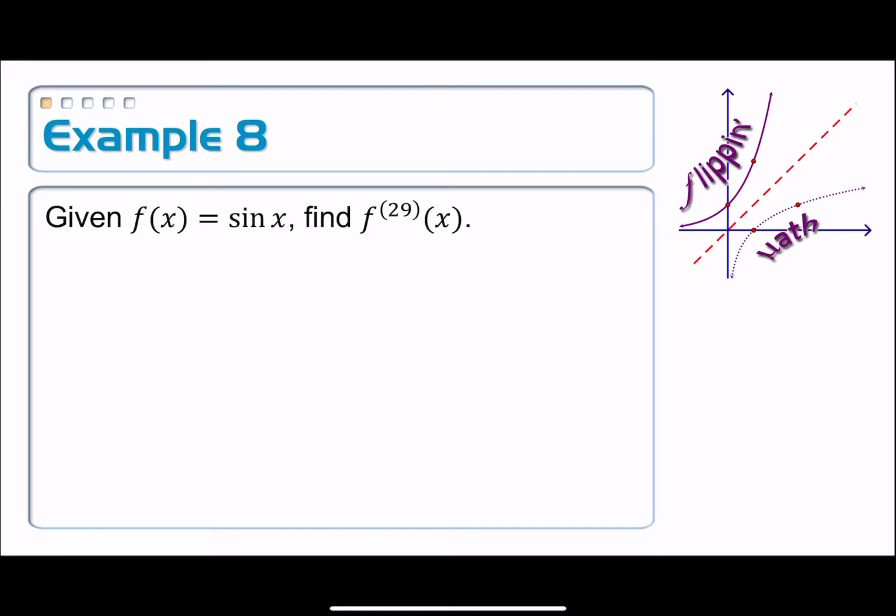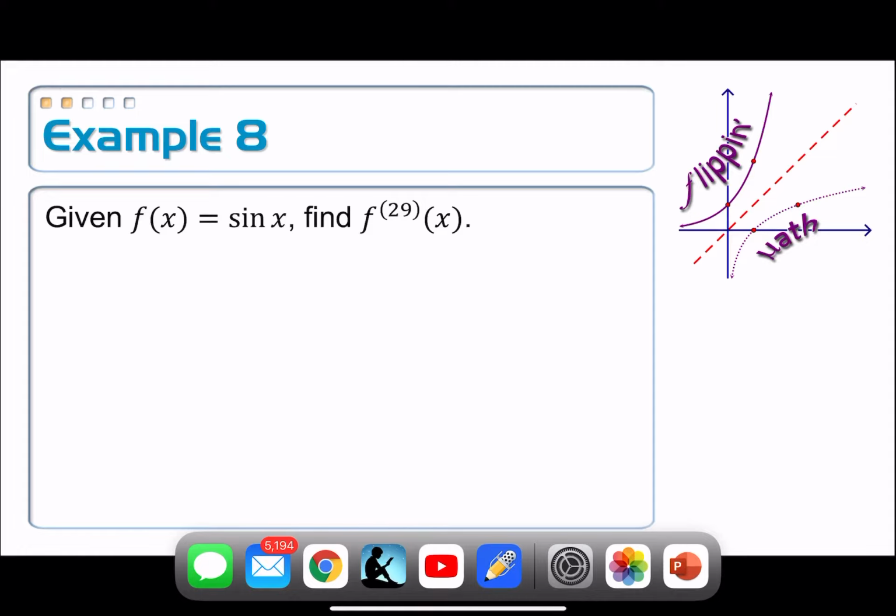All right, so let's look at example 8. Given f of x equals sine x, find the 29th derivative. Does that mean that I have to find 29 individual derivatives? No, I don't. And the reason why is because, sort of like taking powers of e, the derivatives of sine and cosine are cyclical. They keep coming back on themselves, as you'll see right here.